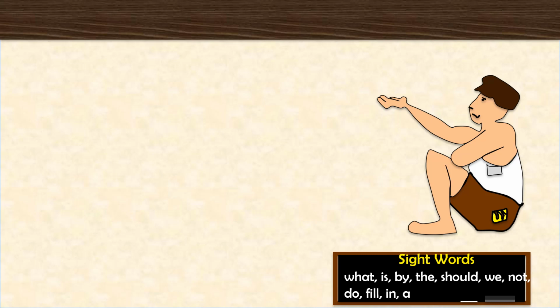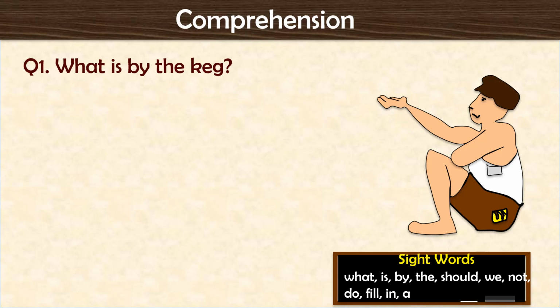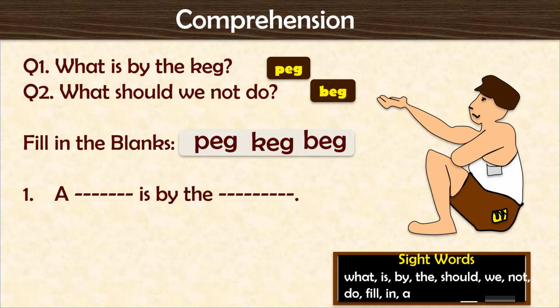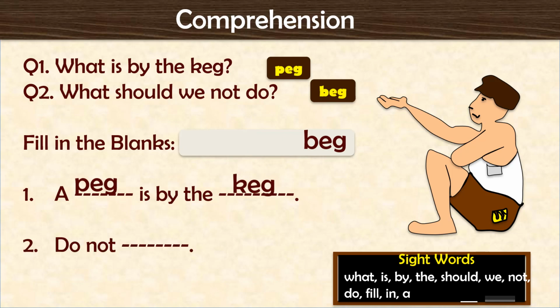Questions. Comprehension. What is by the keg? Peg. What should we not do? Beg. Fill in the blanks. A peg is by the keg. Do not beg.